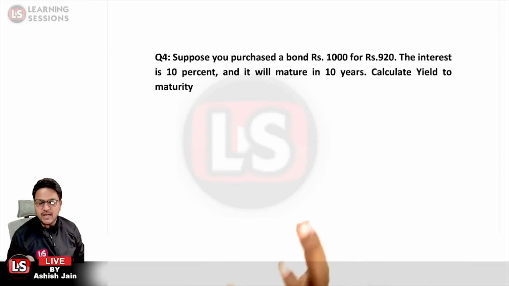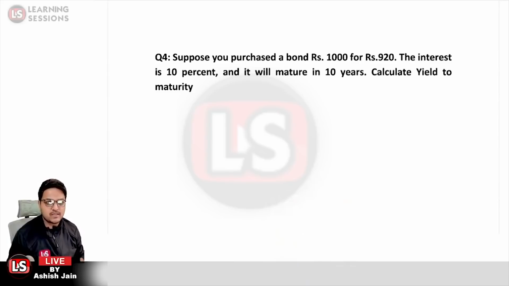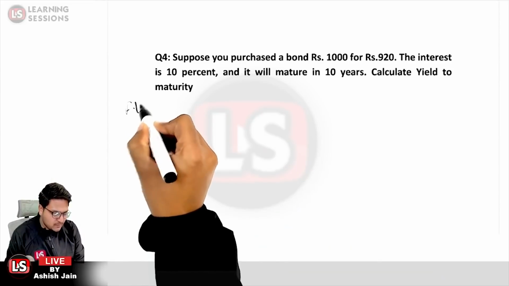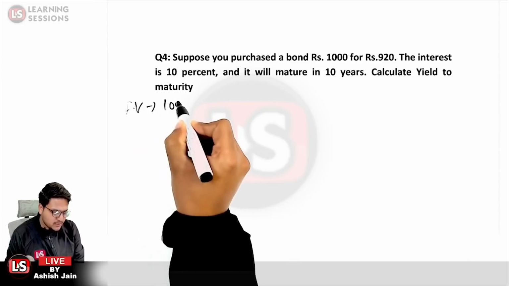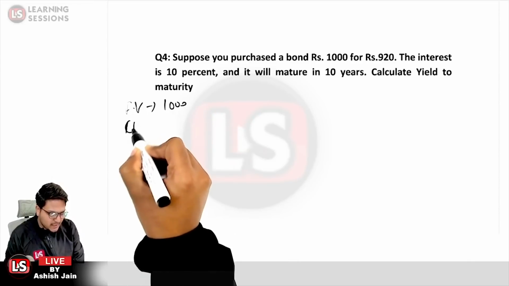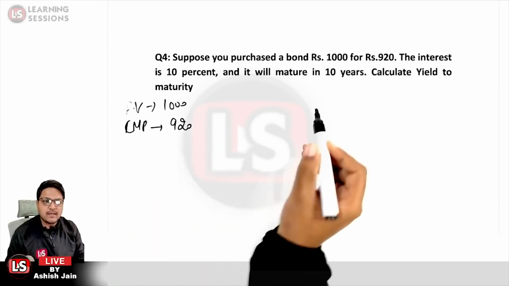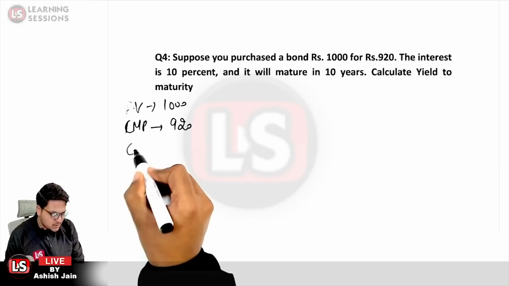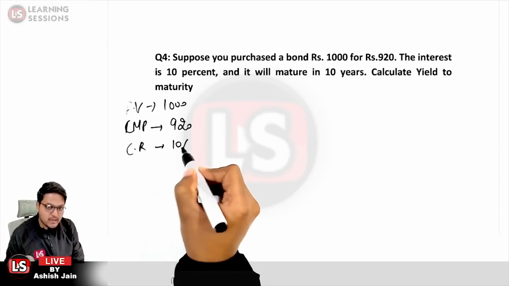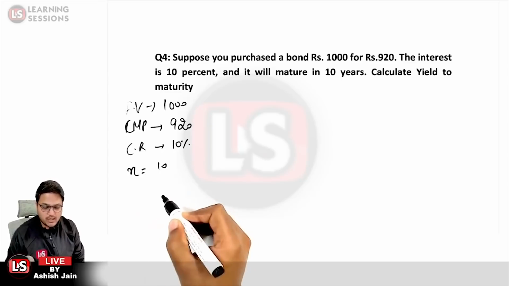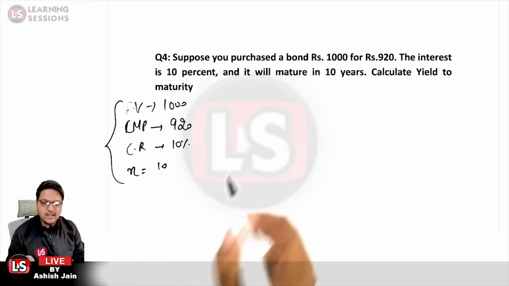Next question is related to the item over here. It says, suppose you purchased a bond of rupees 1000 for rupees 920. So it means that the face value of the bond is given to be rupees 1000, and the current market price for which we purchased is given to be rupees 920. Further, it is given that the interest is 10%, that is, the coupon rate is mentioned to be 10%. And further, it will mature in 10 years. So N is given to be 10. Okay, so we need to calculate the YTM over here.